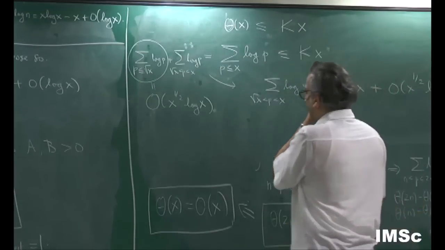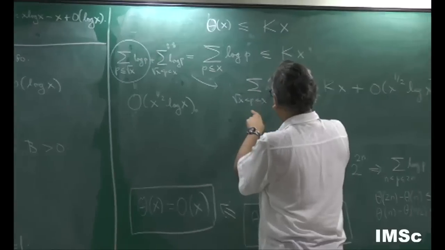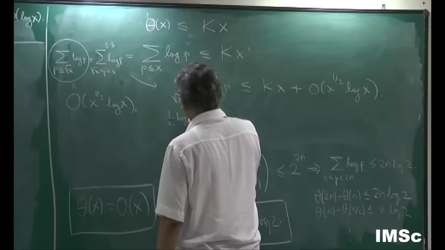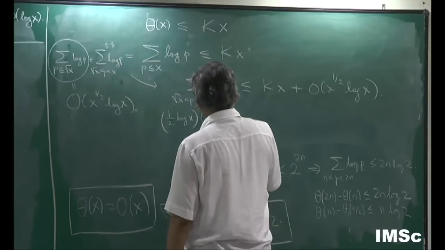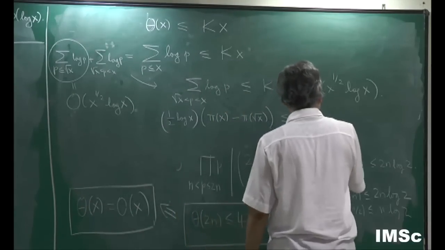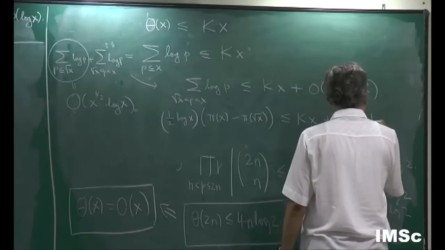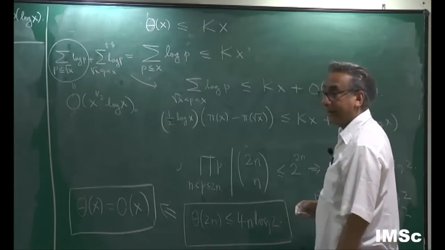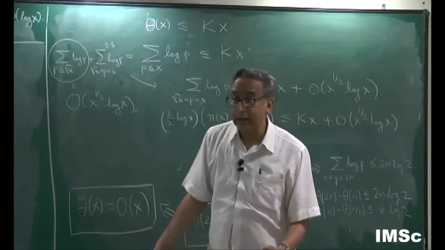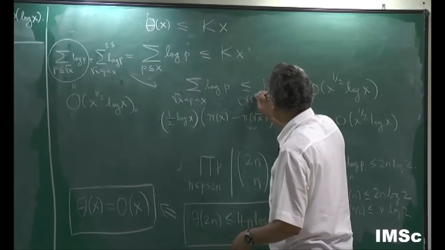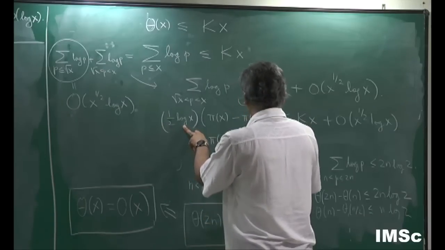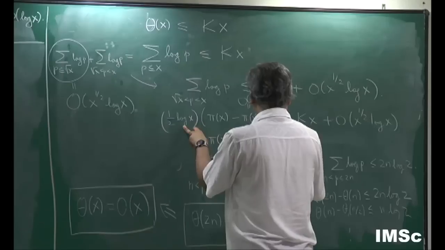And now here we have a lower bound. So each of these terms here is at least log of root x, so 1/2 log x times the number of primes up to root x, and bounded by kx plus O of x to the 1/2 log x. Okay? And now, keeping in mind that pi of root x is the number of primes up to root x, and that it's O of root x, that's a stupid estimate, but let's put it in anyway, you see that pi of x now is less than some other constant, b x over log x.